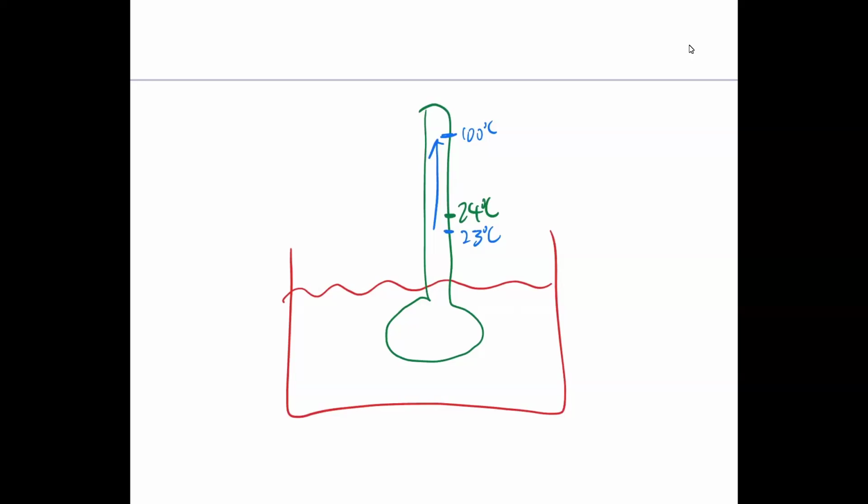Anyone? Why does it drop? Is it because the thermometer gets bigger? Very good answer. Very logical. A very logical answer. So what happens is, as I place the thermometer into the hot water, right?